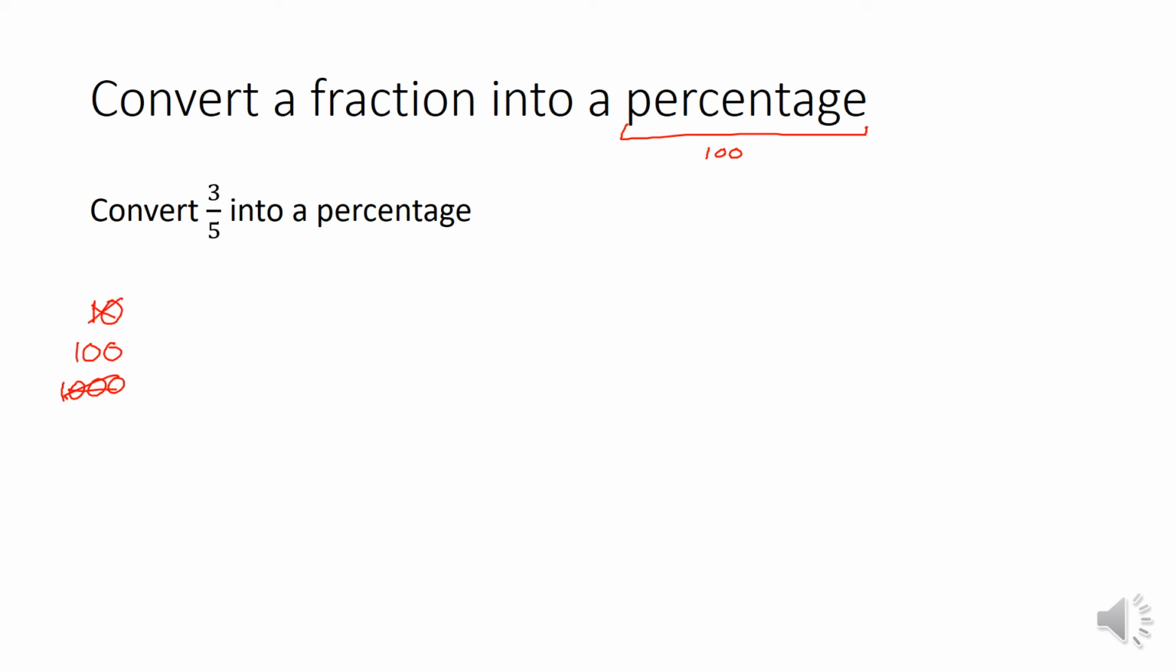So what we're going to do, let's do 3/5. Let's see if we can get it in terms of 100. So what can we times 5 by to get 100? We can actually times it by 20. If we times it by 20, that gives us 100 on the denominator. But to keep it equivalent, we need to do the same to the top as well. So we end up with 60 out of 100. And 60 out of 100 is 60%.